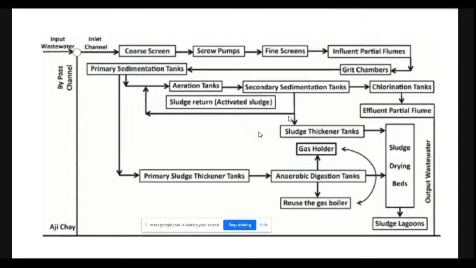So looking at the technological part, you will have to decide what we need to take up for the treatment of wastewater.